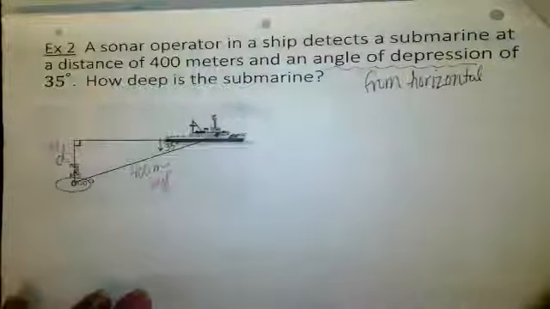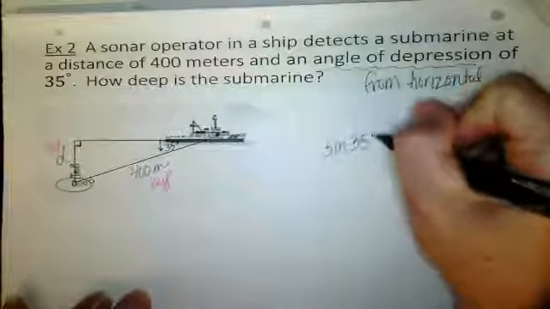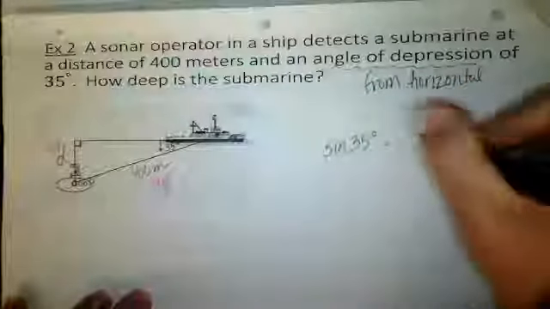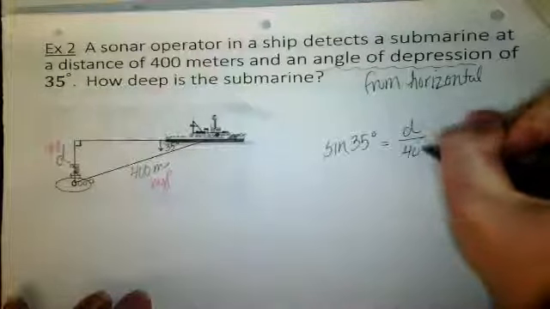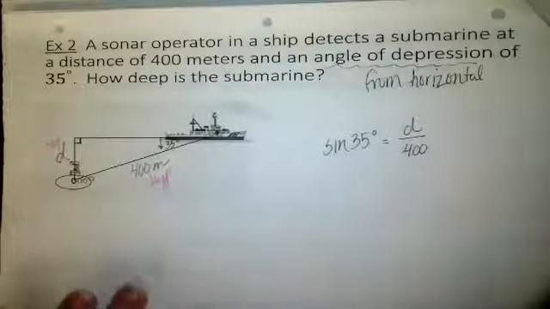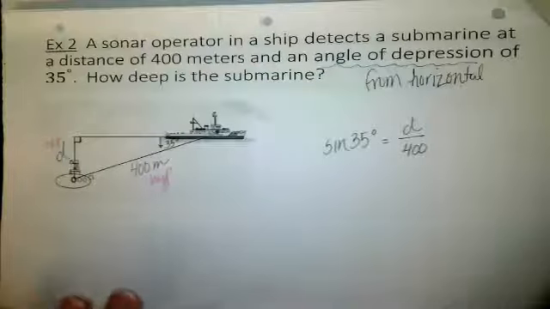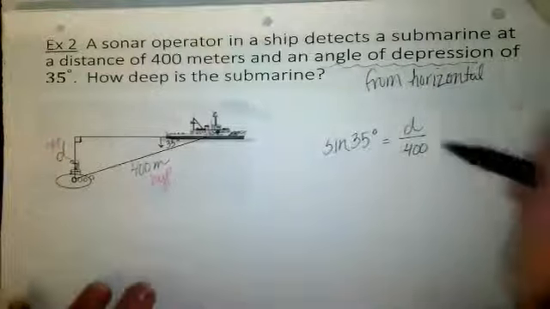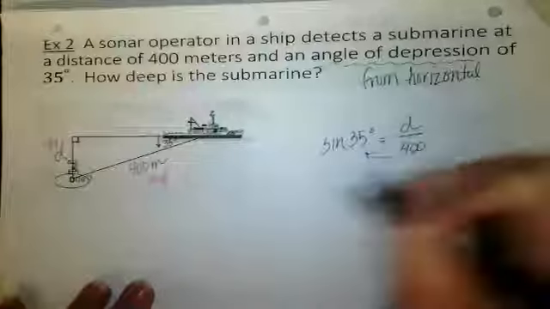So which trig function can we write? Sine. It's not a sin. It is sine. Sine of 35 is opposite over hypotenuse. You will have a mixture today of problems where they're going to be easy to solve like this one, or ones where you might have to use an inverse function to find the angle measure. So pay attention. How do we get d by itself? Multiply by 400.